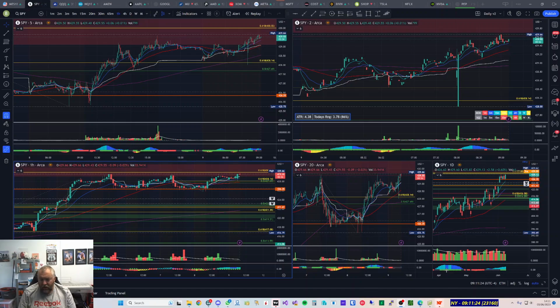The date is the 9th of June and this is going to be my trade plan for today. I'm keeping an eye on SPY today. We've seen, let's go to the daily first.